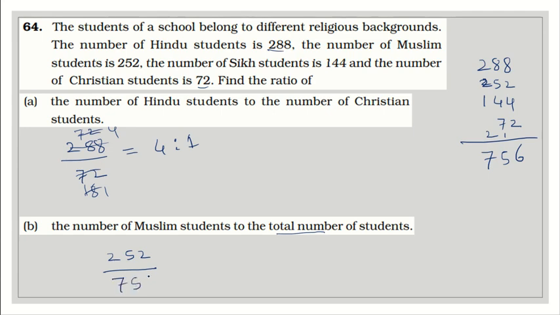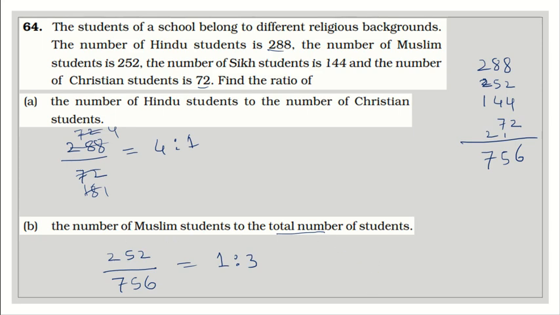So I will take that number here. Now further, if we start cancelling by their common factor, you will get 1:3. So that is the ratio of the number of Muslim students to the total number of students.